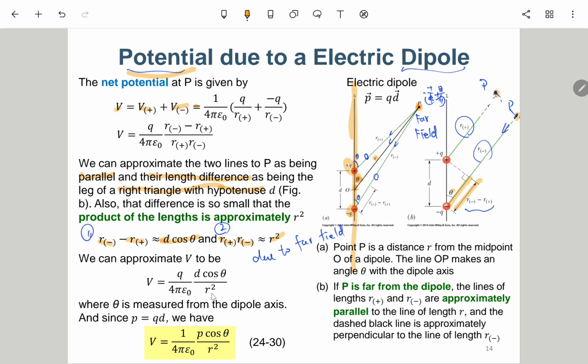Okay, and if you still remember, P is QD for the electric dipole moment. So we can correlate these two, QD, to be this P. And finally, it turns out to be K times P cosine of theta over R squared.